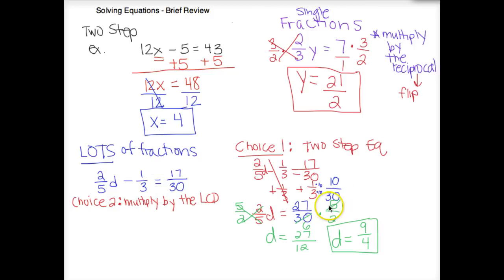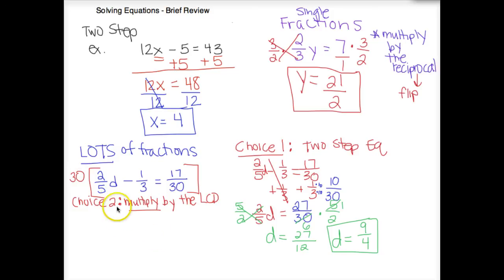Before, I had only found the LCD between thirds and 30ths. So I need to look at the 5 and make sure that 30 would still work. It's only going to work if 5 goes into 30 an even number of times, which it does. 5 goes into 30 6 times. So the second way we can do this is to multiply the entire equation by that LCD.